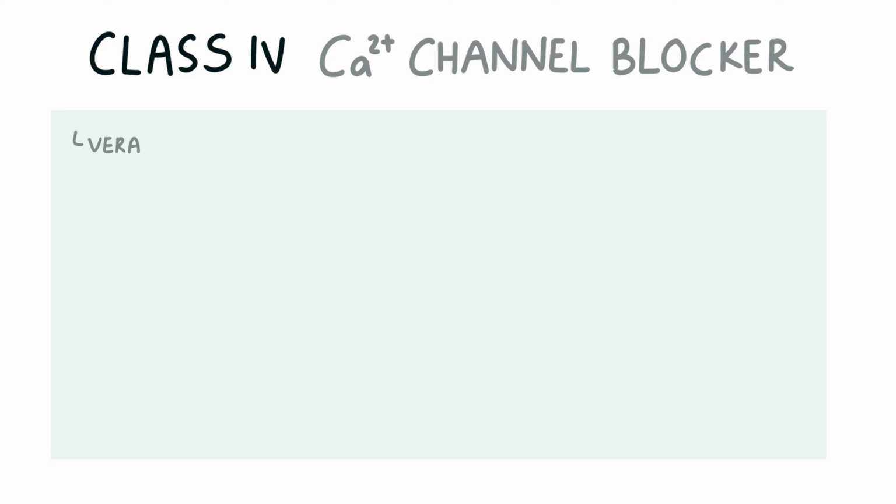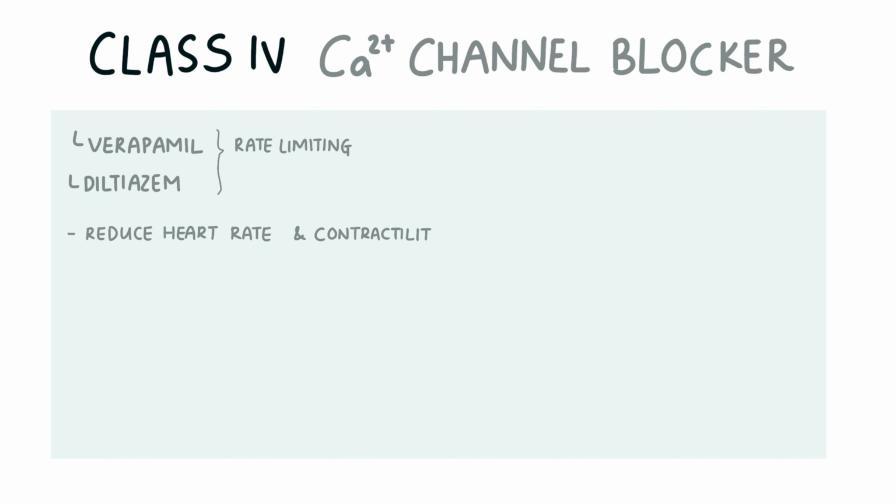Class 4 drugs, calcium channel blockers. The two main drugs you need to know in this class are verapamil and diltiazem. These drugs are often referred to as rate-limiting calcium channel blockers because their primary effect is to reduce heart rate and contractility.